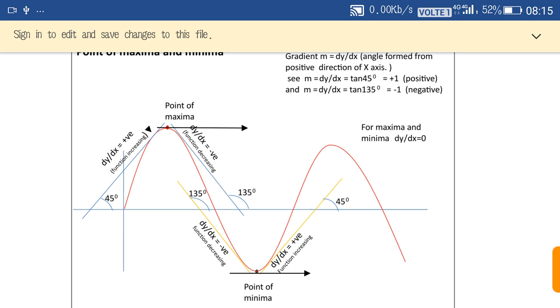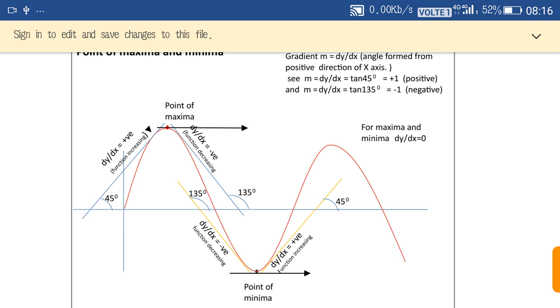And after the point of minima, when a tangent is drawn at a point, you see that this is making 45 degrees. That means dy upon dx is equal to tan 45, that is 1. It means dy upon dx is positive. So before the point of minima the function is decreasing, and after the point of minima the function is increasing.